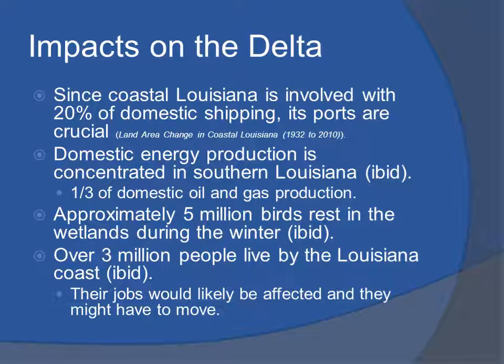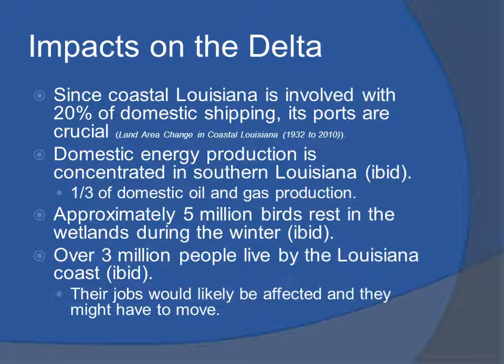Now that we've explored why the Mississippi River Delta is experiencing such high levels of sea level rise, let's look into some of the impacts of that sea level rise. Well, first, we know that 20% of domestic shipping goes through the ports along the coast of Louisiana, so those ports would be damaged if seas continue to rise. Also, approximately 1/3 of domestic energy production, as well as the infrastructure needed to produce and transport it, are located along the Mississippi River Delta, and that infrastructure would be damaged if seas continue to rise.